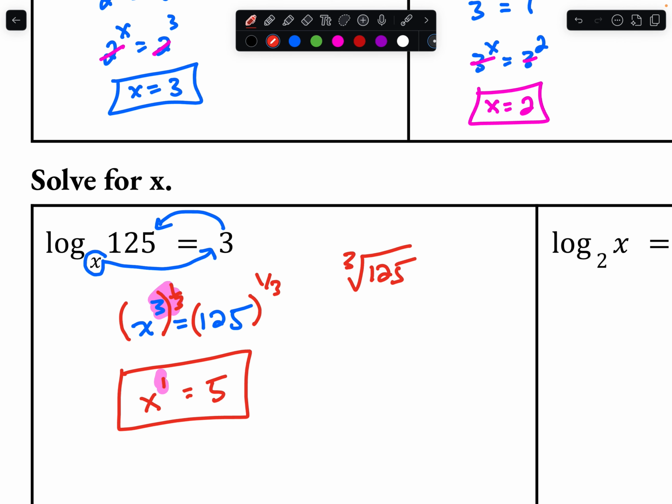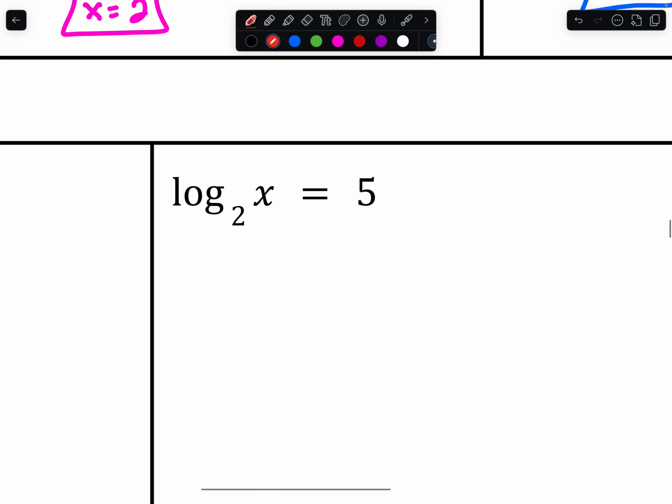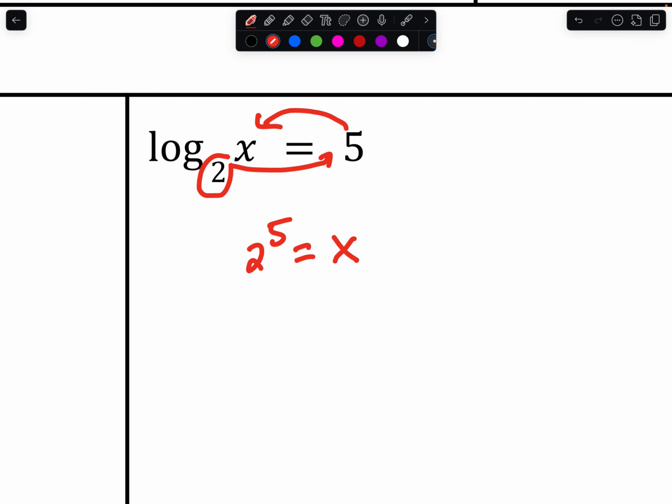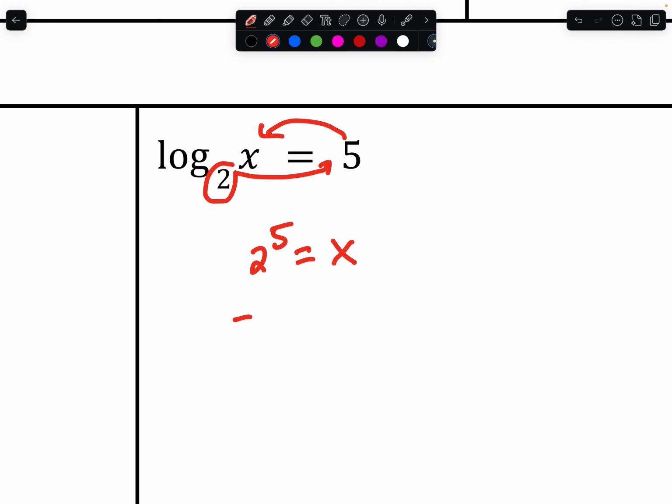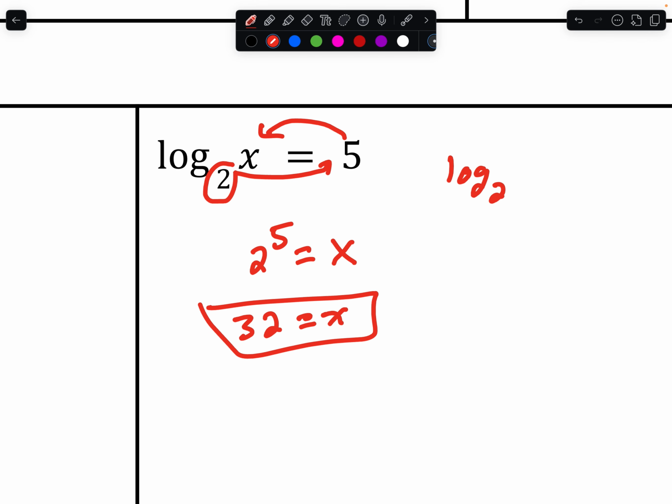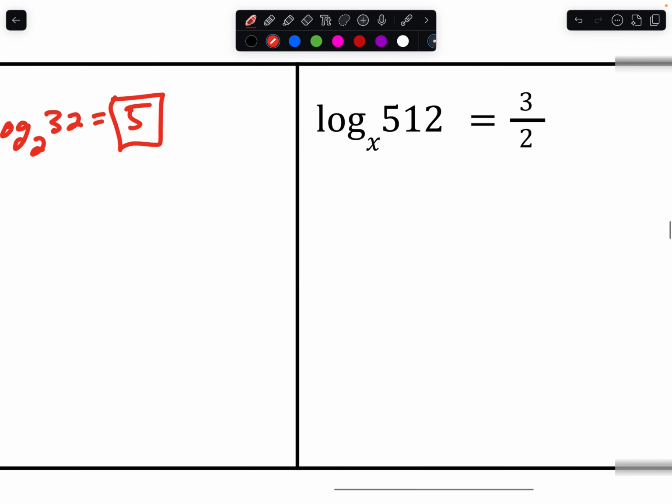All right, let's flip it over here. Next example. Now we're looking for what the log is. 2 to the fifth power is what number, really? That's what we're saying here. If I follow my rules, 2 to the fifth power is x. So now we can just evaluate straight in our calculator. 2 to the fifth is 32, so x equals 32. Again, this is just a number. So log base 2 of 32 is what? 2 to the what power is 32? Well, 5.